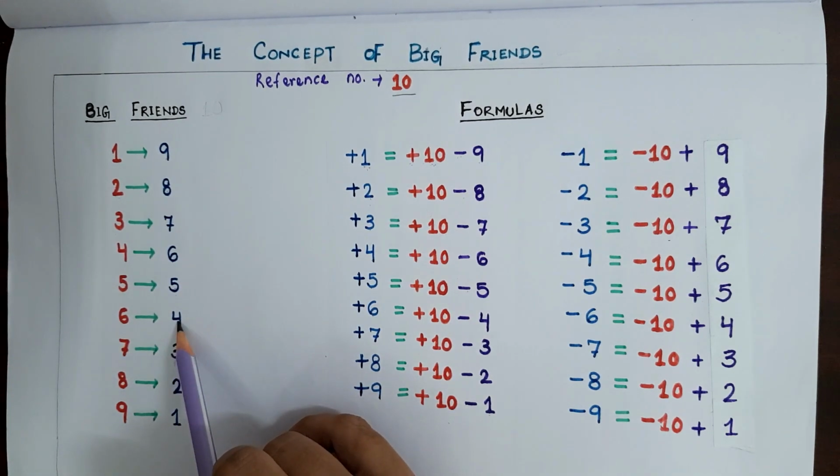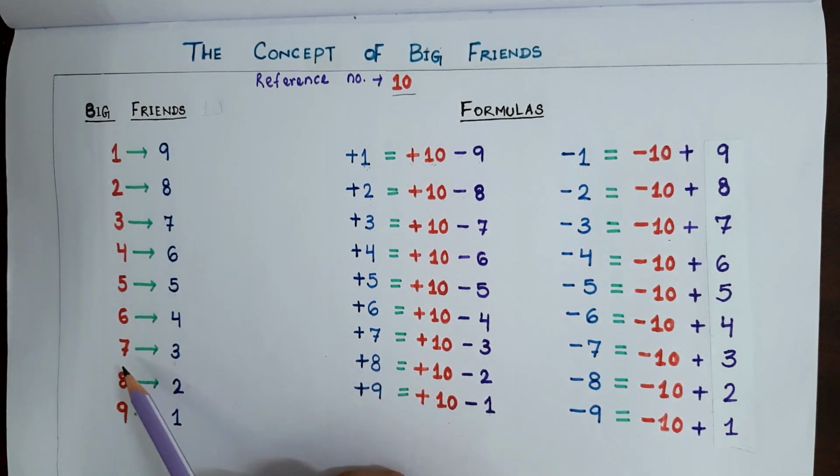6 plus 4 is 10. So 6 and 4 are the big friends of each other. Like this, 7 and 3 are the big friends of each other, 8 and 2 are the big friends of each other, and 9 and 1 are the big friends of each other.